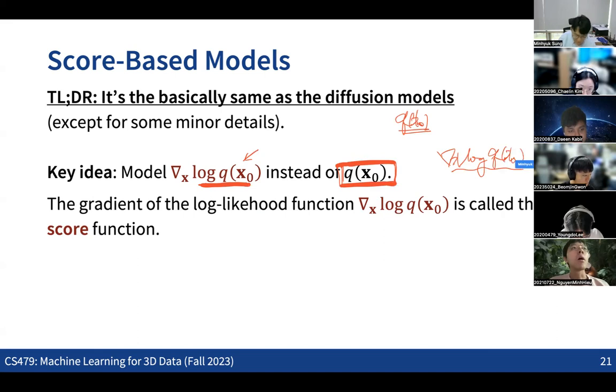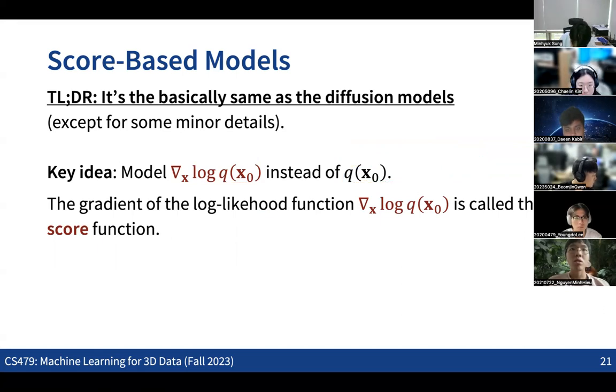So what we are going to see is that even without having the probability density function directly, and only having the gradient of the log of the probability density function, we can still do some kind of sampling. So that's basically what we are going to do.